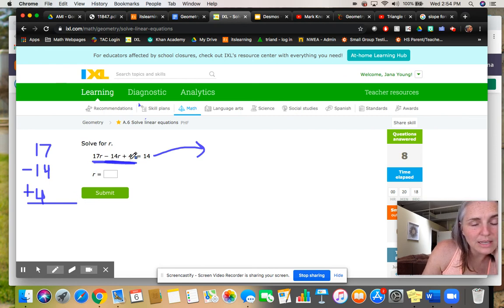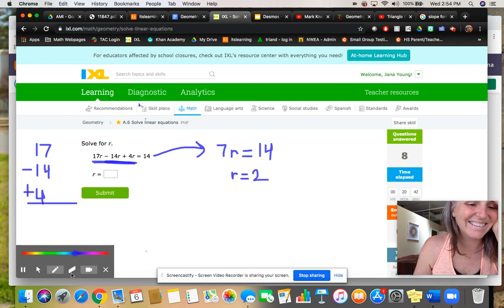We're going to combine these coefficients, making sure we take the signs in them. When I first read this, I thought the 17 didn't have an R. So 17 minus 4, that's 3. And then 3 plus 4, that's 7. So this is 7R on the left side and 14 on the right. Divide by 7, and R is 2. Okay.